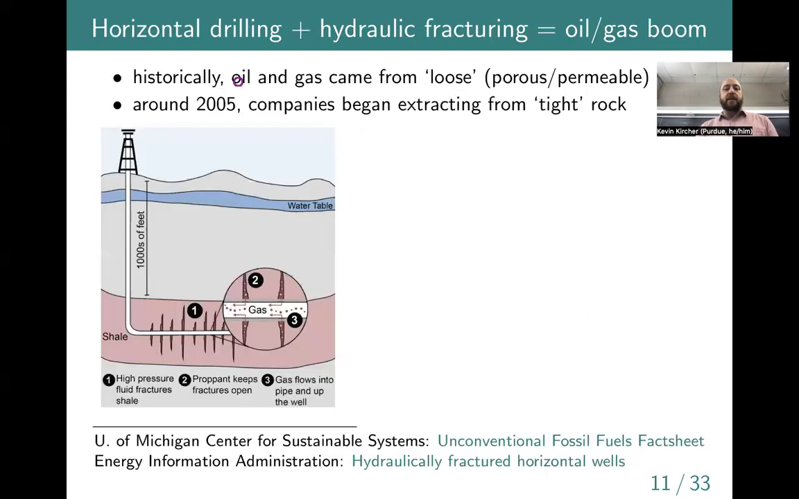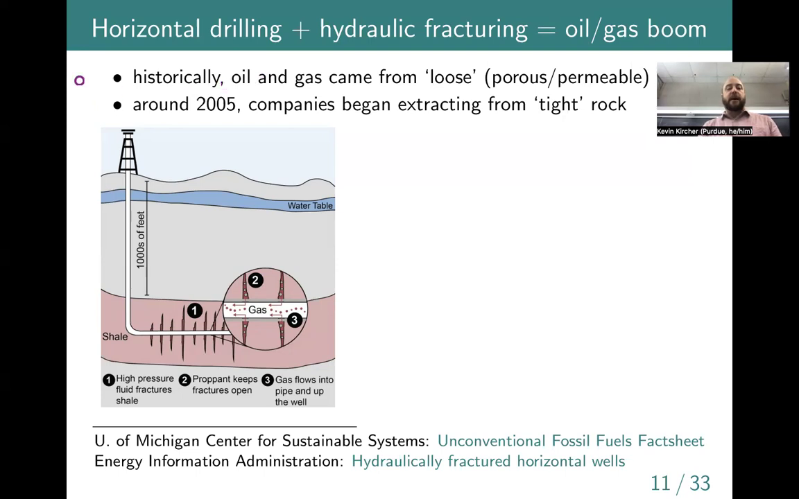Okay, so then another big story, and we talked about this a little bit on Tuesday in the first lecture, is what's called fracking, hydraulic fracturing, and horizontal drilling. As we mentioned on Tuesday, this is a major innovation that happened in the early 2000s and caused both oil and gas production in the US to boom significantly. So just an illustration here of what this is.